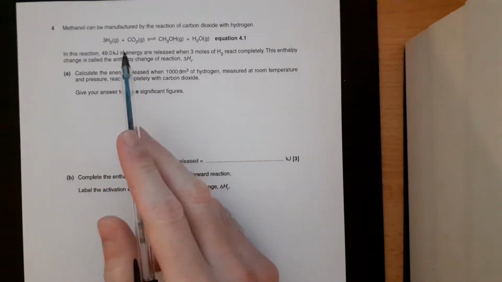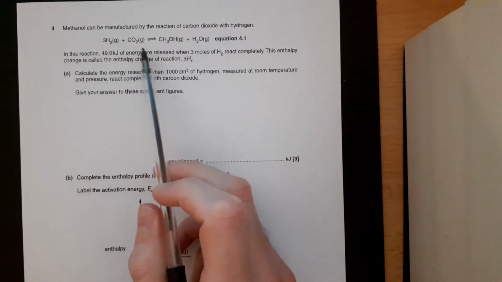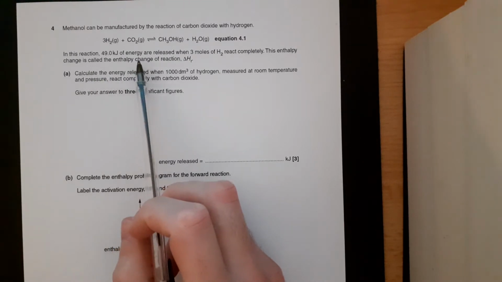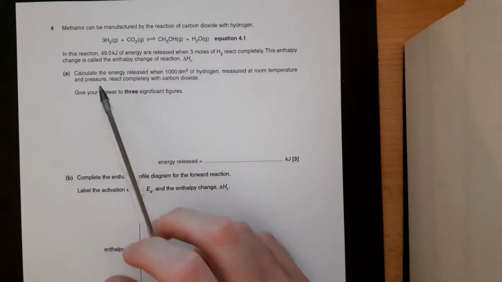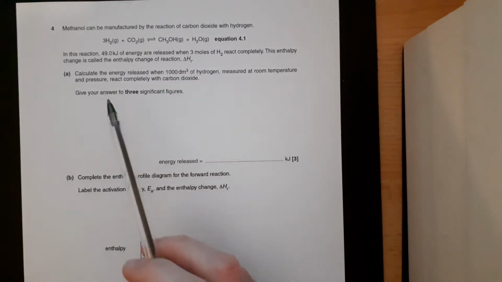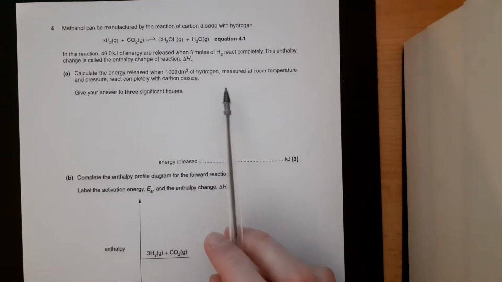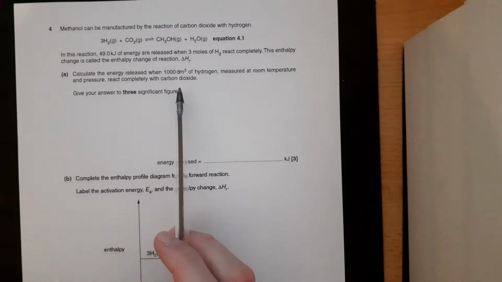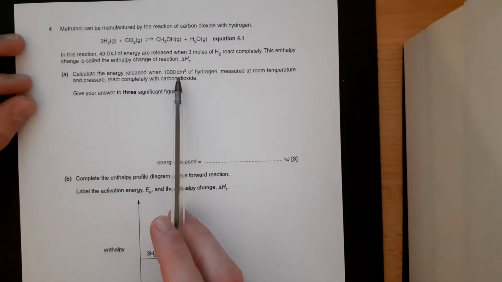So in this question they've given us a reaction here. We've got hydrogen and carbon dioxide reacting together, that's fine. It says 49 kilojoules of energy are released when 3 moles of hydrogen react completely. This is the enthalpy change of reaction. Calculate the energy released when 1,000 decimeters cubed of hydrogen, measured at room temperature and pressure, react completely with carbon dioxide. Okay, so they've given us here the volume of the gas.